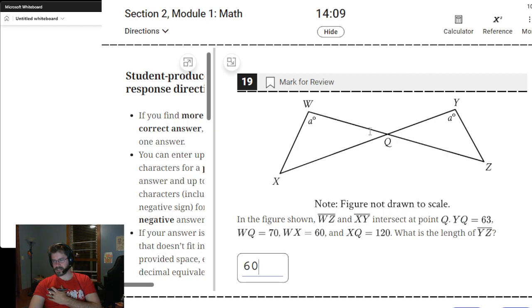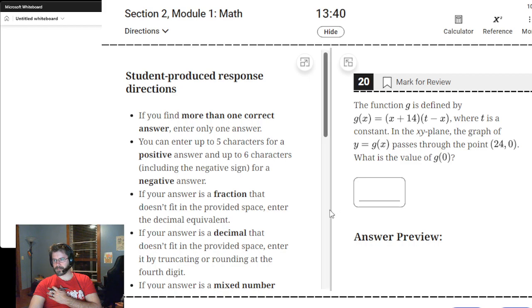Just a quick verification. We have angle, side, angle. So the angles bordering on Q are vertical angles. Those are congruent. Okay. I guess we could prove angle, angle, angle congruency. So yeah, WX and YZ have to be congruent. So YZ is 60. I'm going to go ahead and stick with that.